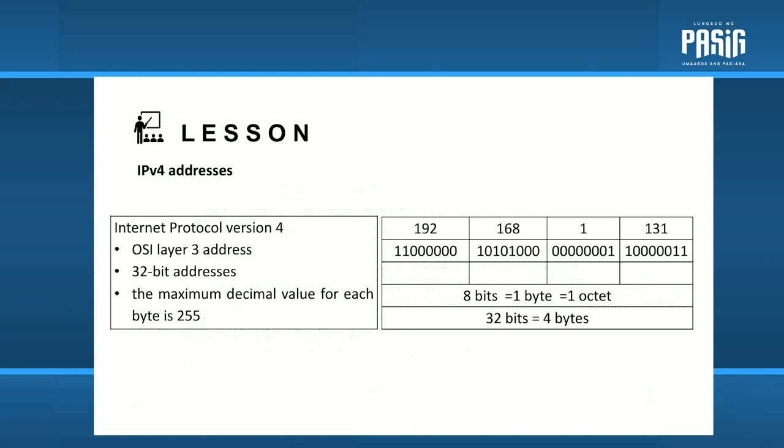Example of an IPv4 address: 192.168.1.131, Internet Protocol version 4. The OSI layer 3 address. It has 32-bit addresses, and the maximum decimal value for each byte is 255.